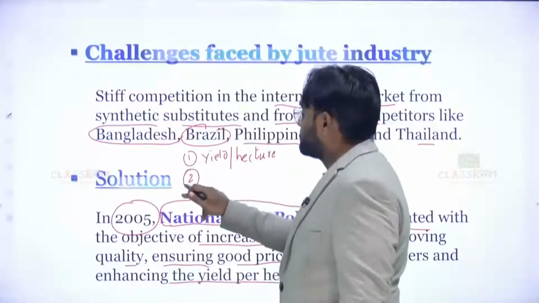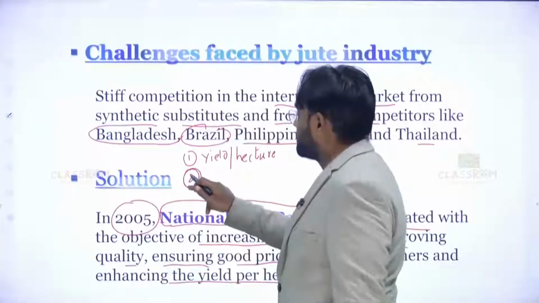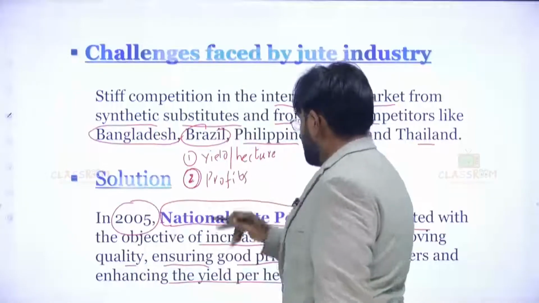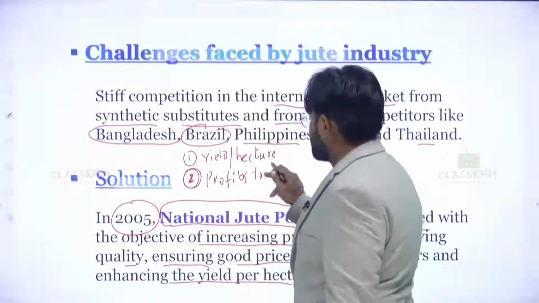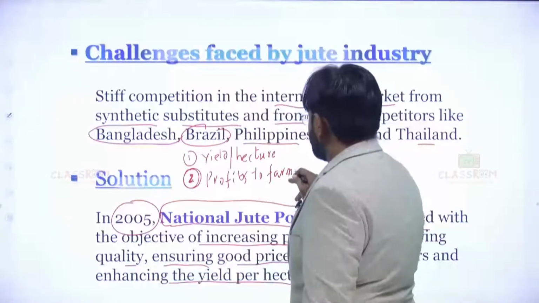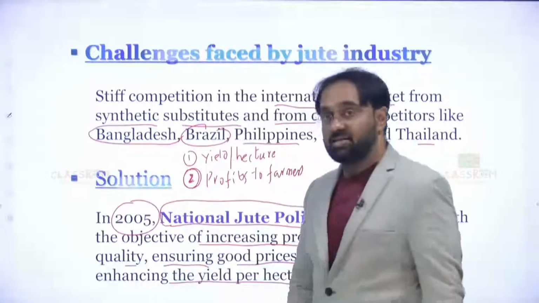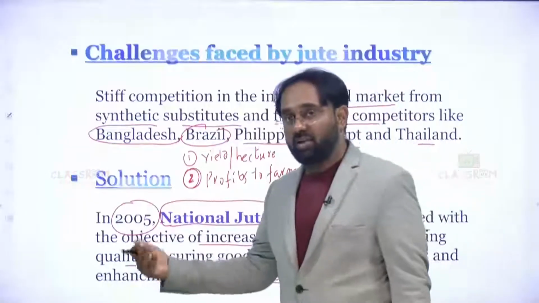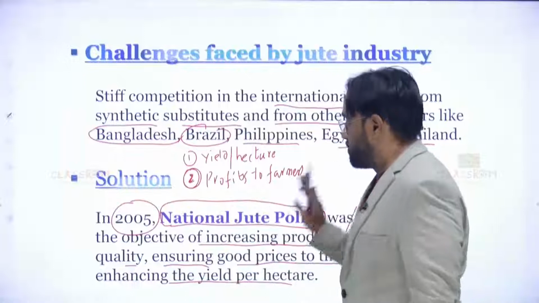and profits to the farmers. Okay. Profits to farmers. These are the main challenges. So, keeping these challenges in mind, in 2005 we started the National Jute Policy.